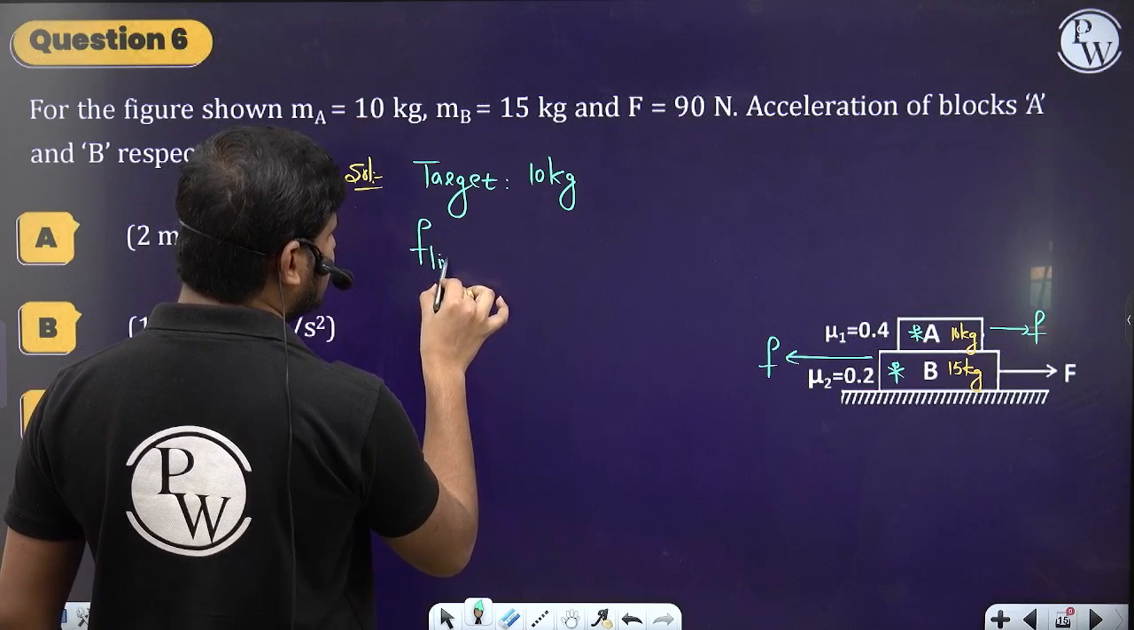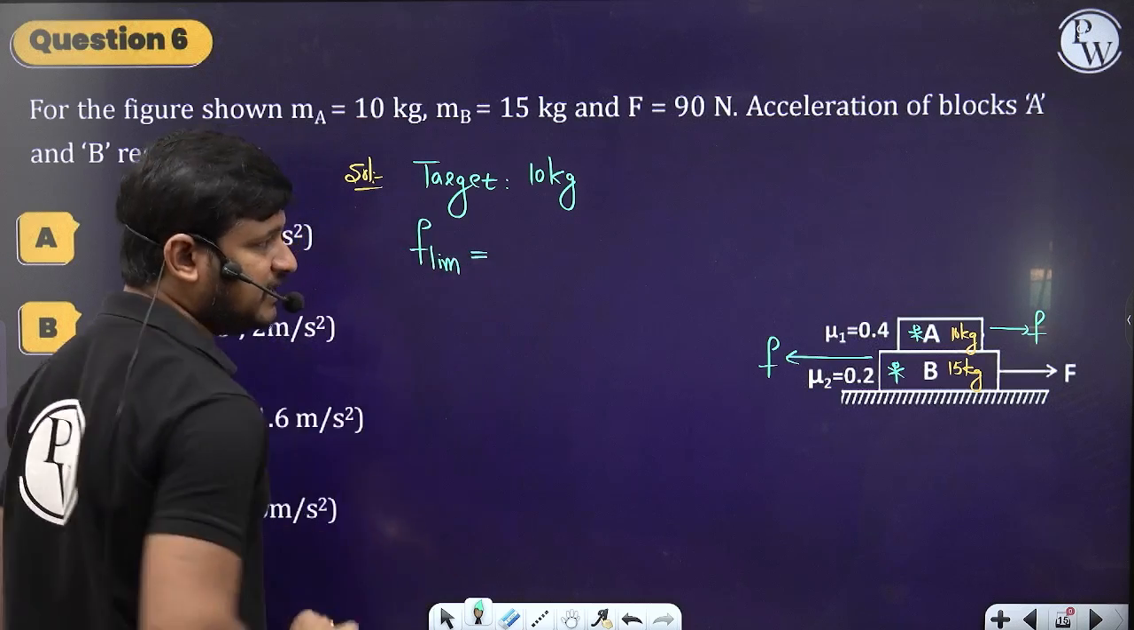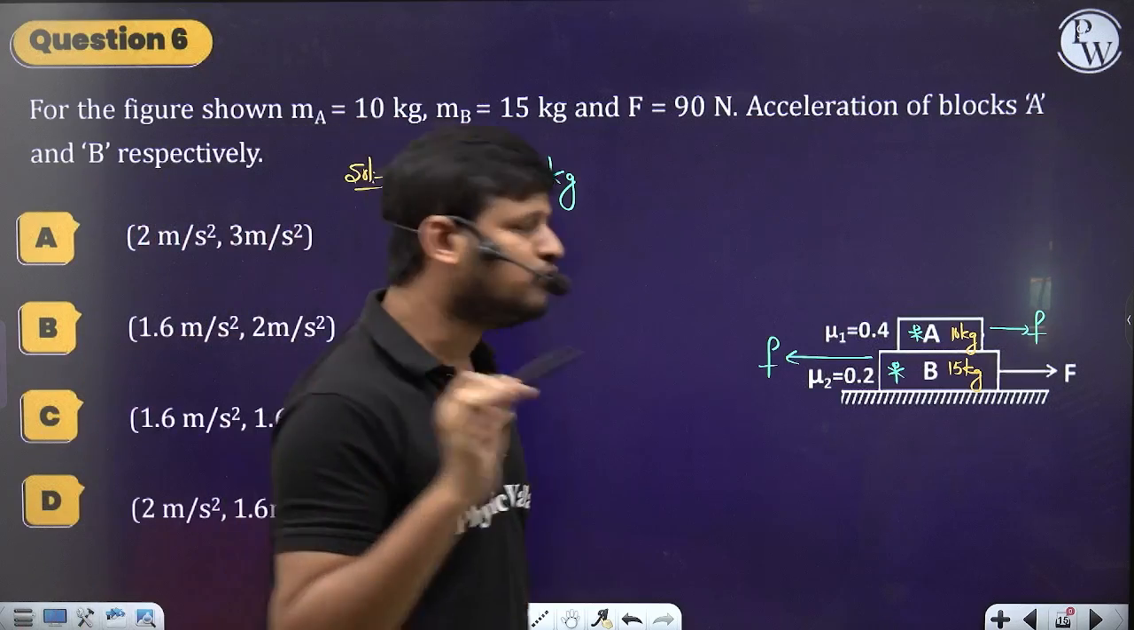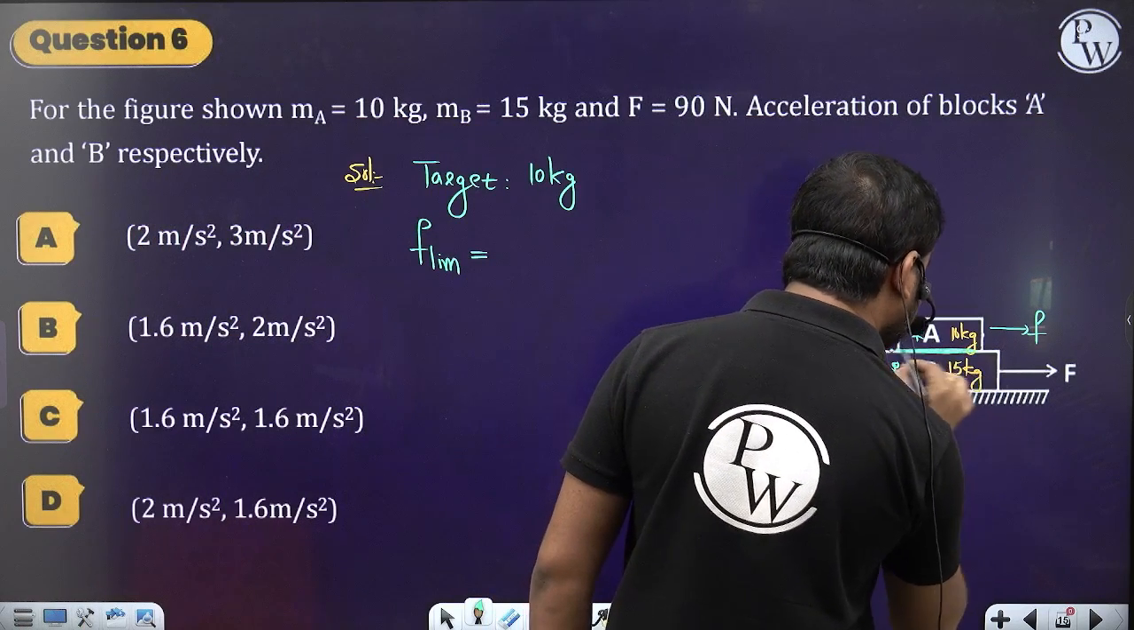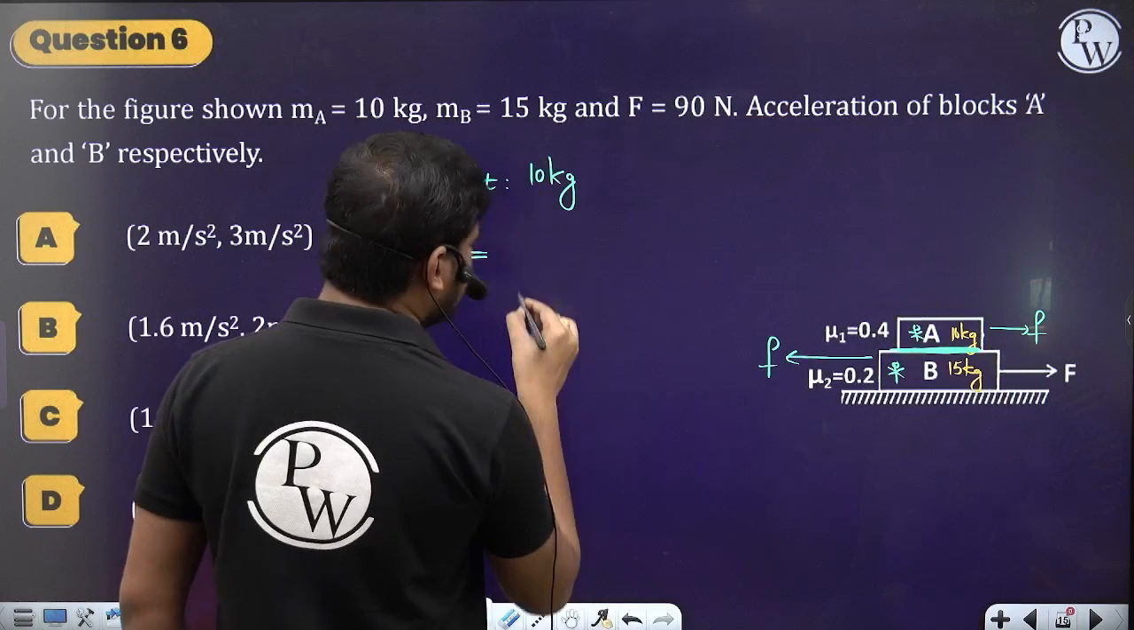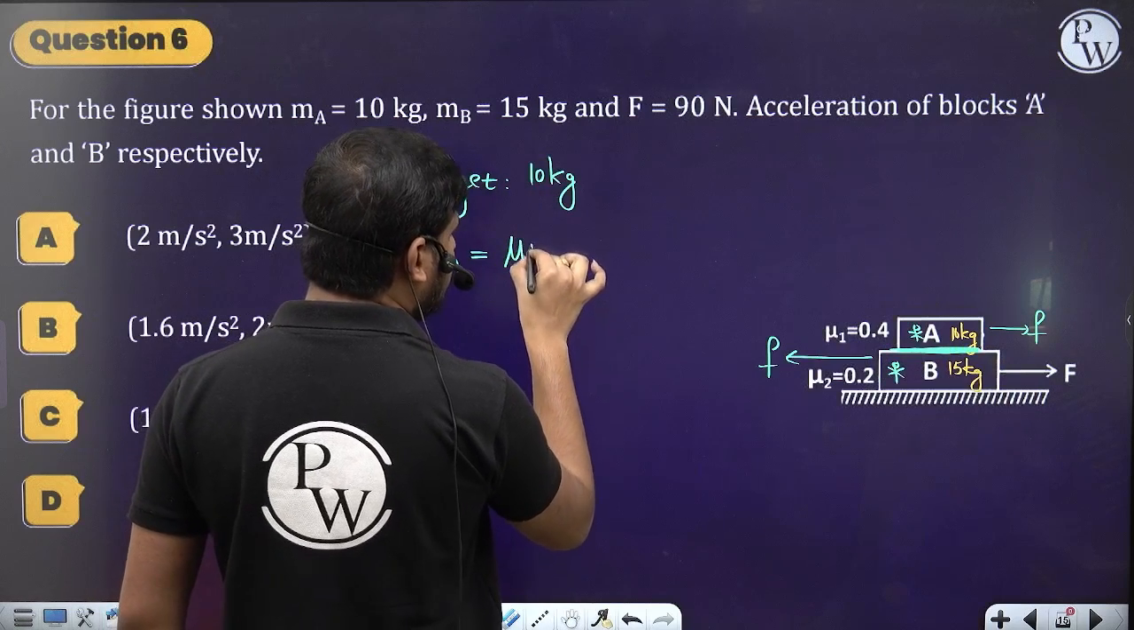So don't get confused to find the F limiting. F limiting is always between the two blocks, guys. F limiting is always between the two blocks. So F limiting is equal to mu into N formula.